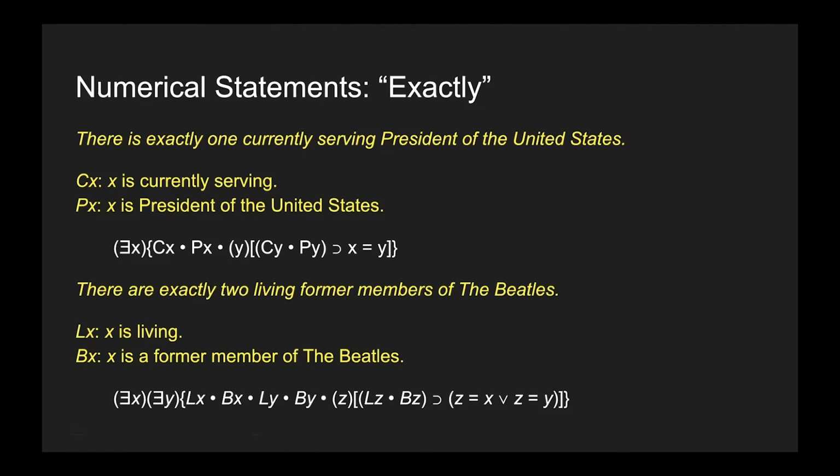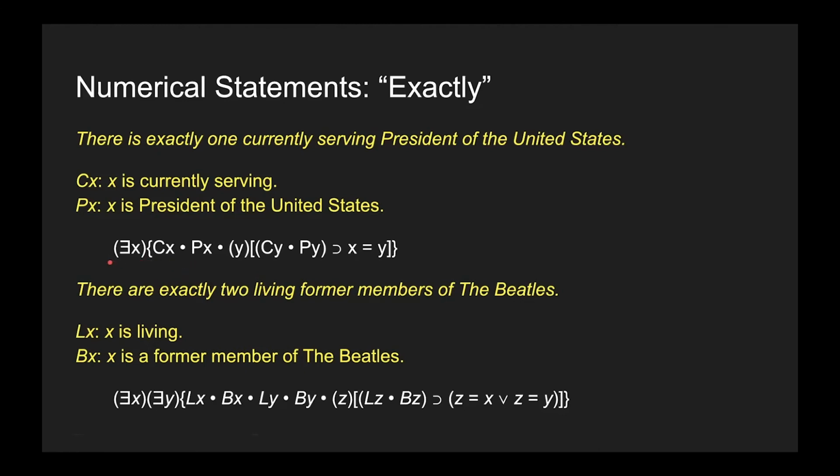Now we need a way of saying there's only one serving president of the United States. And that's what's going on. Still inside the scope of the existential quantifier, we have this universal quantifier for all Y. If that Y is currently serving and the president, in other words, take anything in the universe that you want. If that object is currently serving and it's president of the United States, that Y has to be identical to X, that one existing currently serving president of the United States.